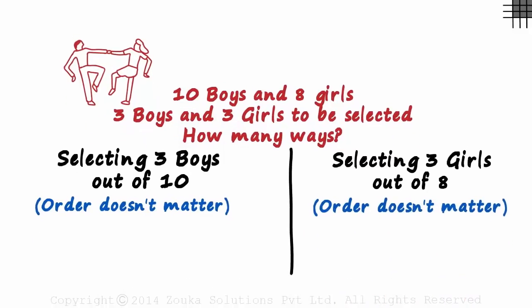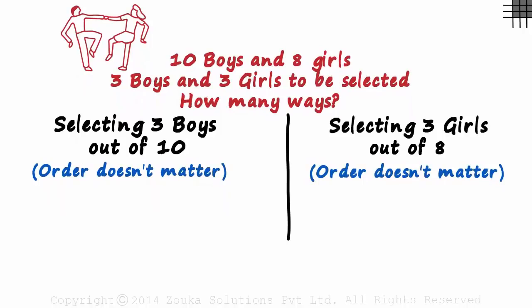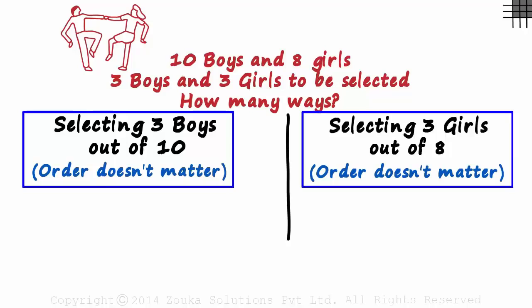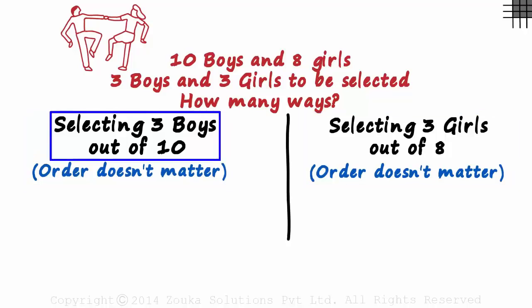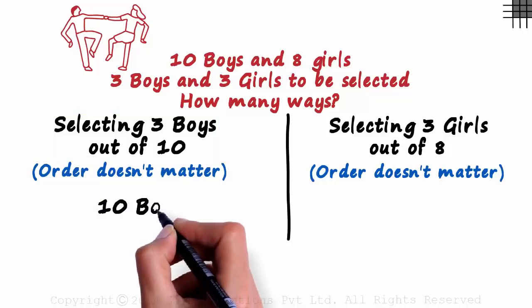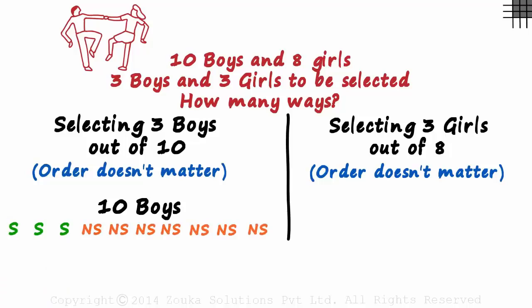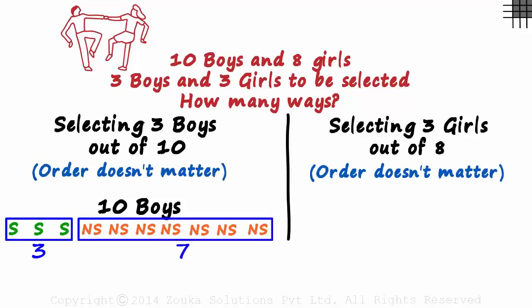How do we solve this problem? We haven't seen the P and C formula yet. How do we solve this problem based on logic? Okay, how about we solve this case first, then this one, and then we will see what to do. So, selection of 3 boys out of 10. We know that there are 10 boys. We can select any 3 boys. To show that, we can say S 3 times. What about the remaining 7? Each of them is not selected. Out of 10, 3 are selected and 7 are not selected.